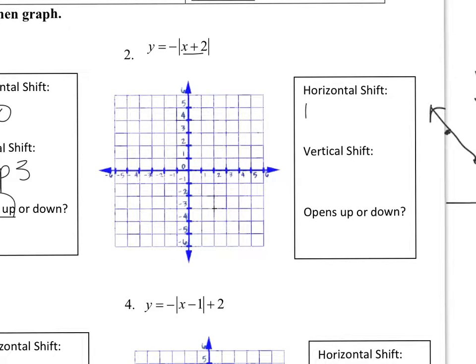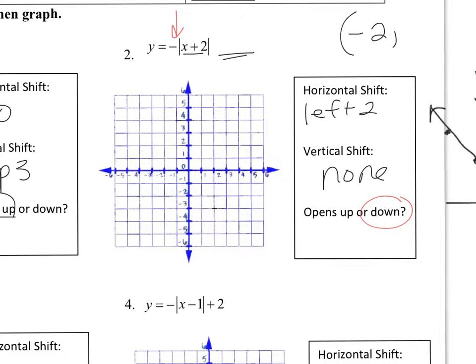Okay, number 2. Horizontal shift is going to be left 2. Vertical shift, there's no constant on the outside, so I'm going to write none. It opens down because there's a negative in front. So to start the graph, I can actually think of an absolute value having a vertex. So if I'm going left 2, it's going to be negative 2, and up none, it's going to be negative 2, 0. So the vertex is right here. Then I'm going to go left 1, down 1, right 1, down 1. Keep going.